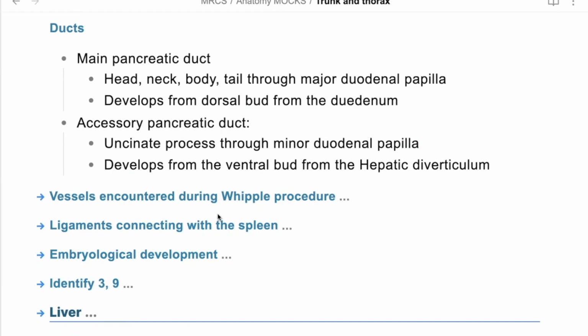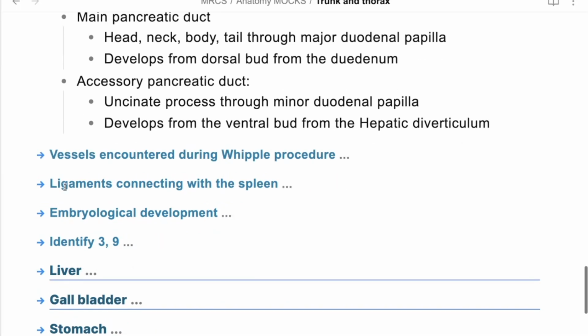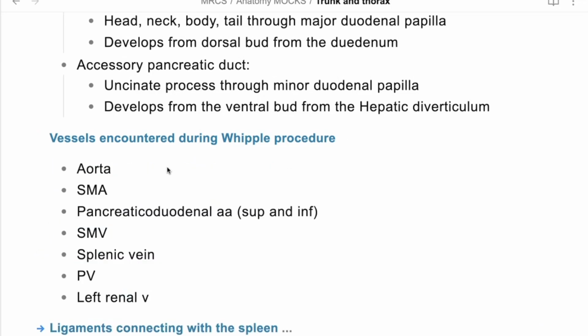Okay. Can you tell me about the vessels that will be encountered during a Whipple procedure? Yes, it will be the superior mesenteric artery and superior mesenteric vein, and also the splenic vein and the left renal vein, and the aorta. Yeah, well done.